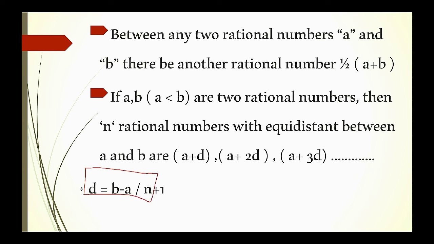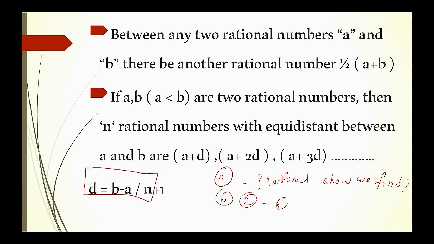d is equal to (b minus a) divided by (n plus 1). n is how many rational numbers we should find, b is the second rational number, and a is the first rational number. And why is it written a plus d, a plus 2d, a plus 3d? Here a means the first number.